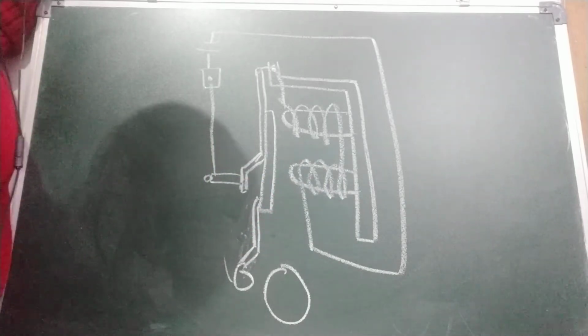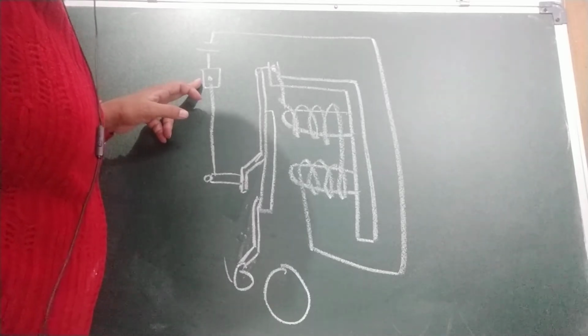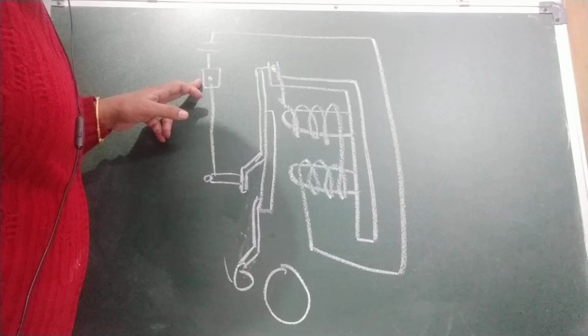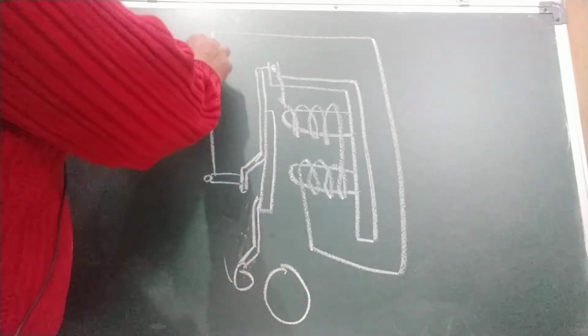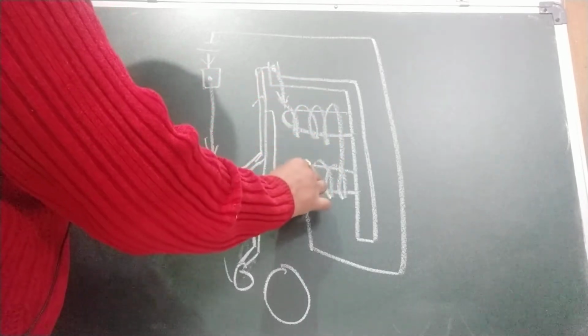What happens, children? When the switch is pressed, this is switch, current flows in an electromagnet. From the positive side, this current is flowing. Okay?